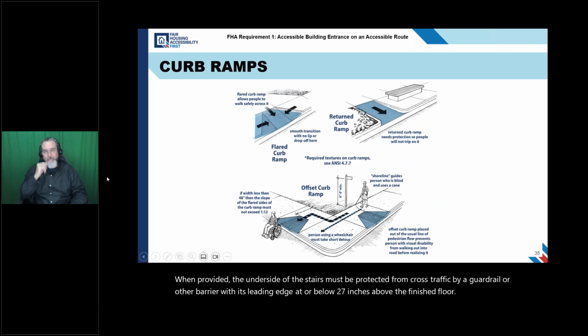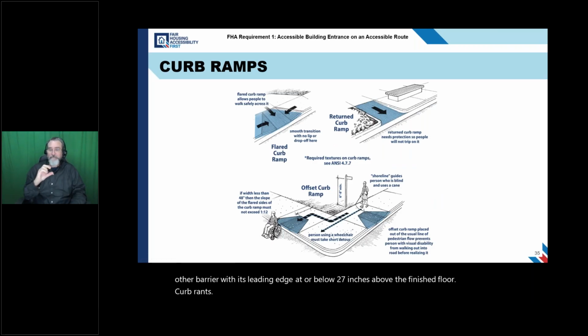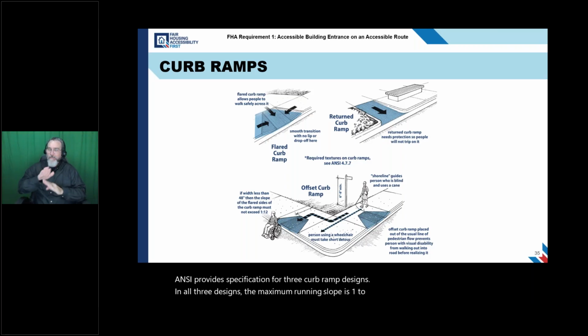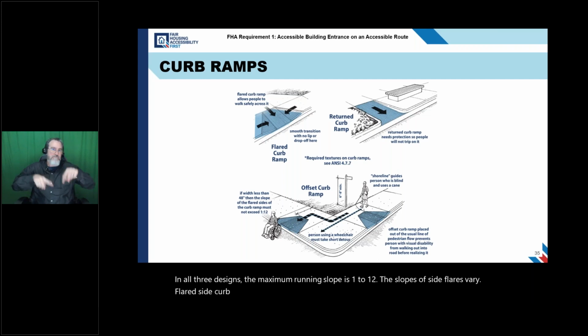Curb ramps. ANSI provides specification for 3 curb ramp designs. In all 3 designs, the maximum running slope is 1 to 12. The slopes of side flares vary. Flared side curb ramps may be recessed into pedestrian walkways.